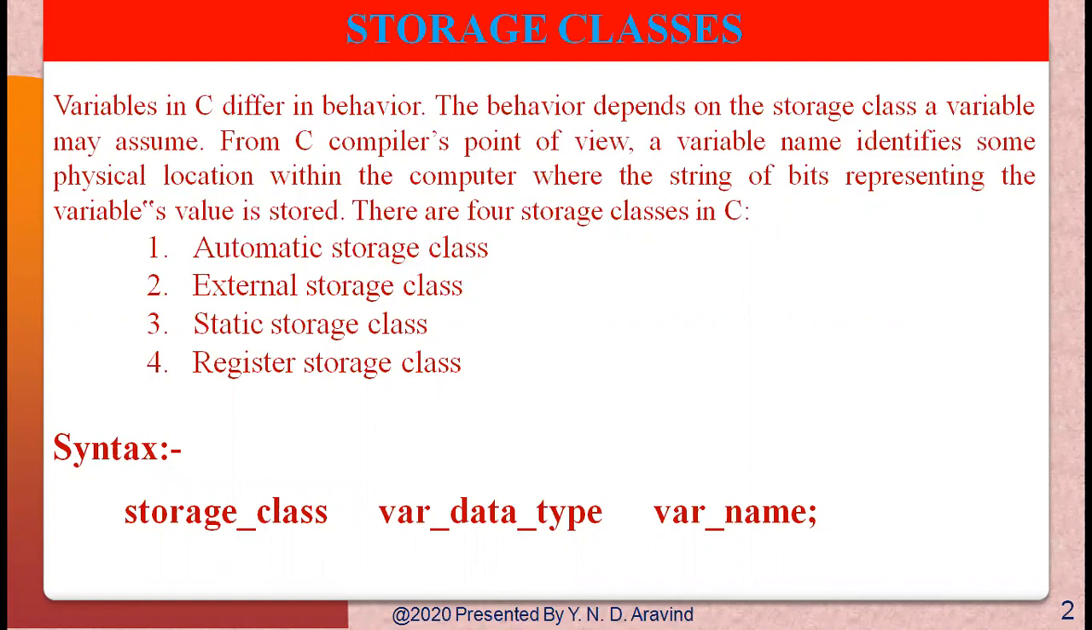The variable name identifies some physical location within the computer where the string of bits representing the storage for these variable values. There are basically two kinds of locations in the computer where such a value may be kept. That is either in the main memory, that is RAM, or in the CPU registers.